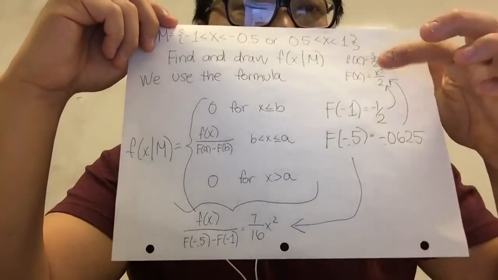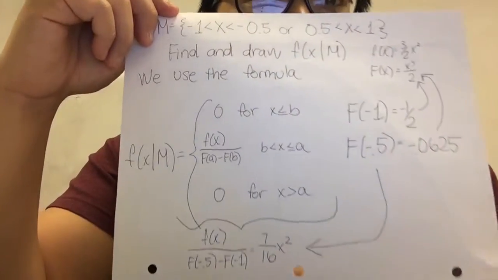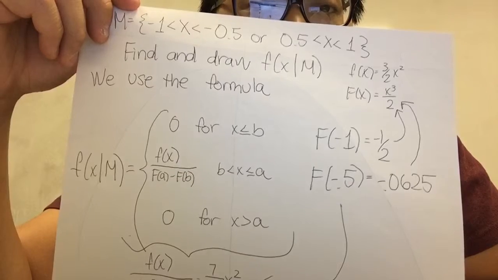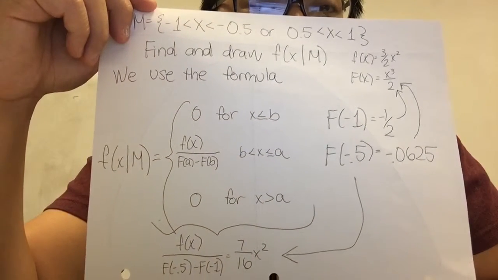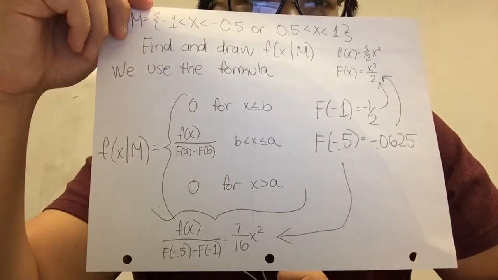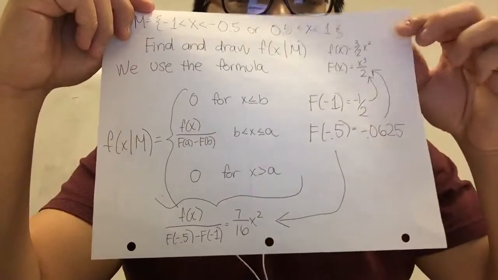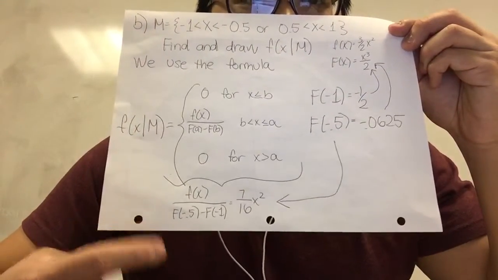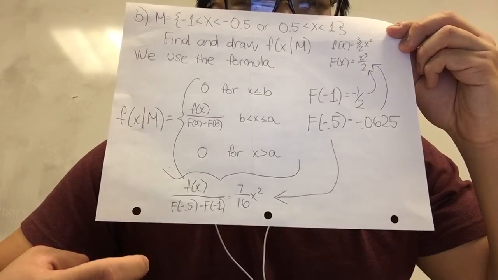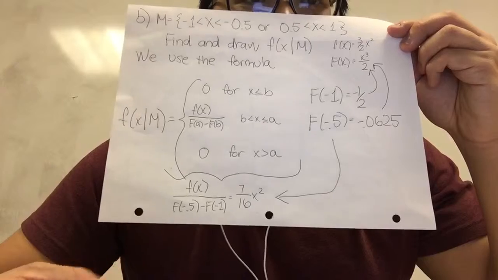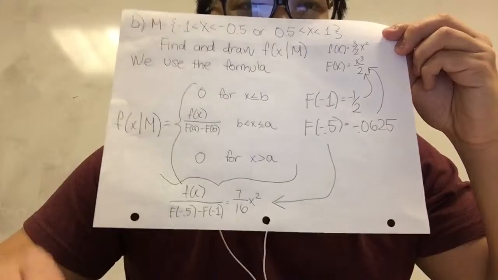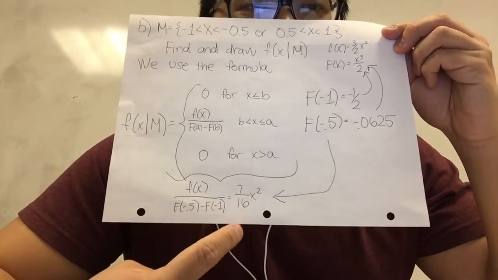We just plug it into the big F of x, the equation where we took the integral of the probability density function, and we arrive at F of -1 is -1/2, and F of -0.5 is -0.0625, okay? We plug that into this equation right here, where F of x is over F of -0.5 minus F of -1. f of x is what? 3/2 x squared, excuse me.